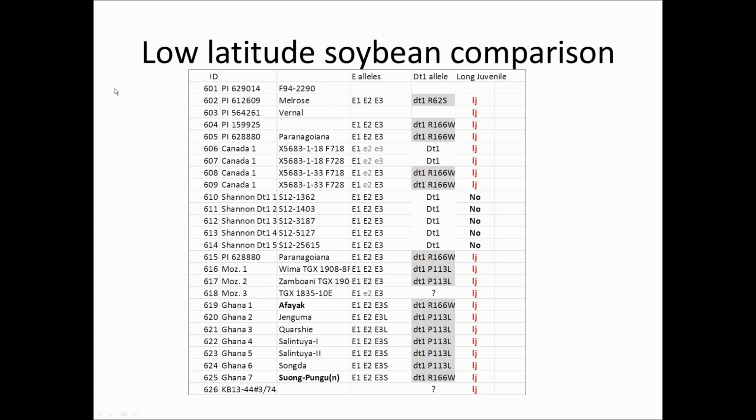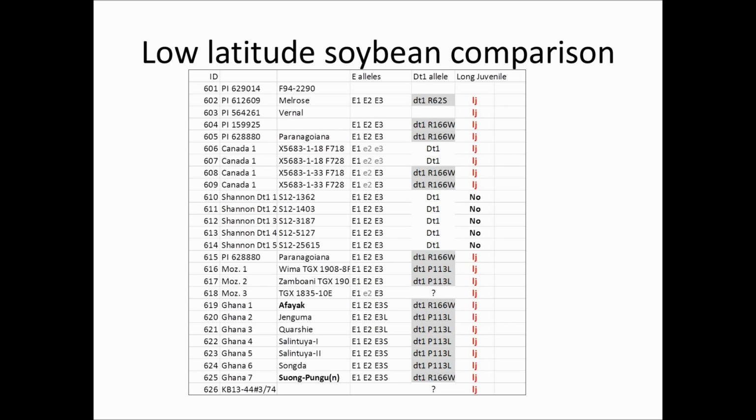This slide is showing the data on an experiment that's in progress now in a low latitude environment in our winter nursery in Costa Rica. And here we've planted different lines that we know their E genotypes, their DT1 status. We think most of these are long juvenile, although that would be a preliminary analysis. And we're taking flowering time and maturity notes on those.